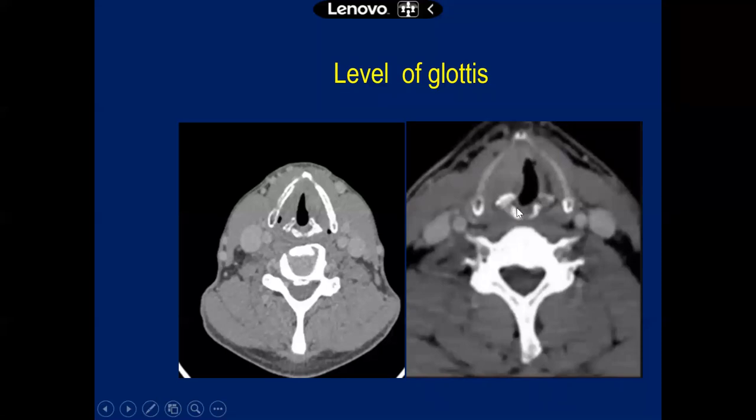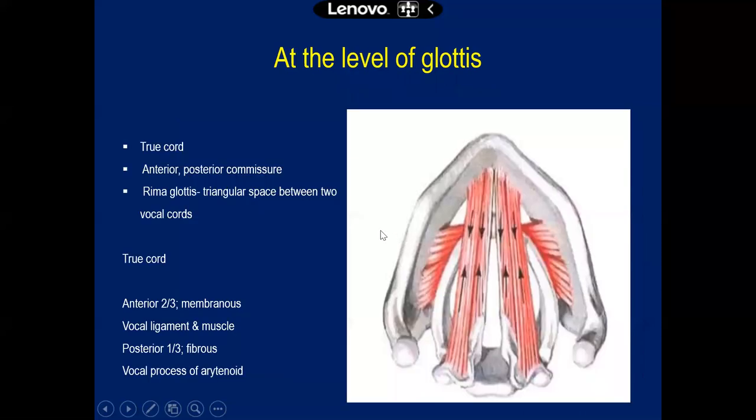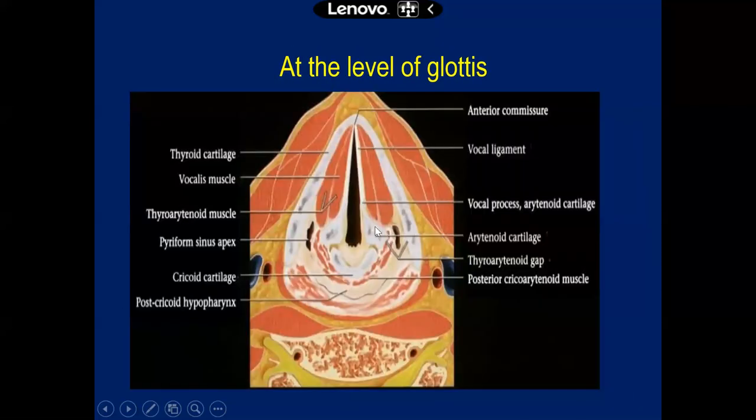I forgot to mention one other point that is called the thyroarytenoid gap. This is the thyroid cartilage. This is the arytenoid cartilage. This is called the thyroarytenoid gap. When you see any thyroarytenoid gap widening compared to the opposite side, then you have to think that this patient is likely to have a tumor which is infiltrating posteriorly. I will show you that. You should understand which is the level.